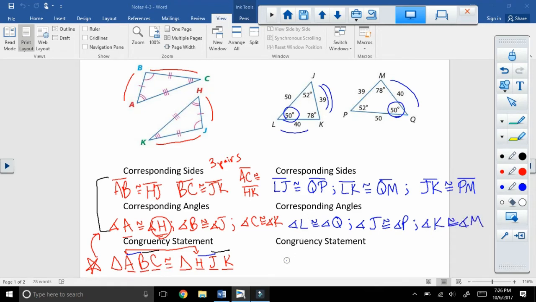And then most importantly, our congruency statement saying what triangles are congruent. If I had this, I would just do it in the exact same order. So I would say triangle LJK is congruent to triangle QPM. And then that would guarantee that I have it set up right, where the second one corresponds with the second one, the third one corresponds with the third one, etc.